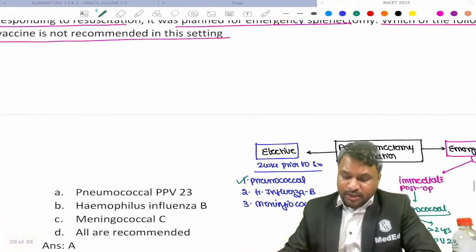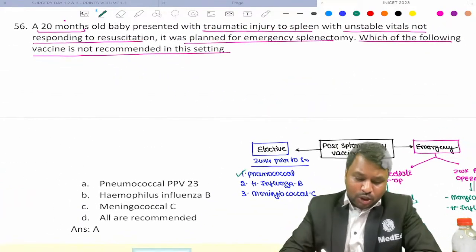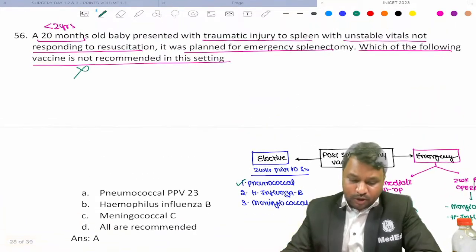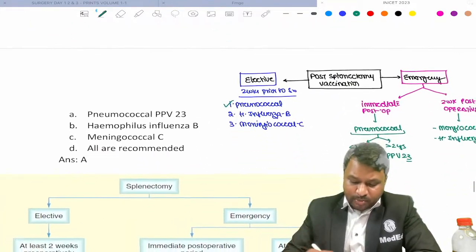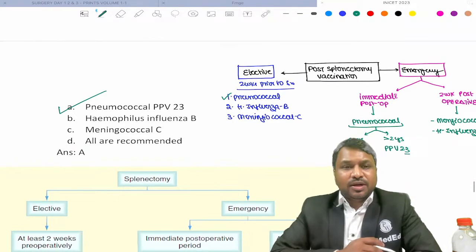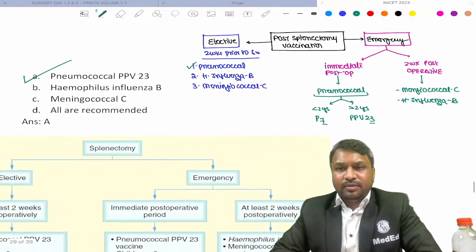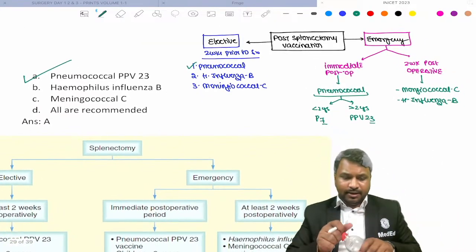So the question here is, which of the following is not recommended? You have a baby less than 2 years, so I cannot give PPV 23, I'll give PCV 7. So the answer here is A for Ahmedabad. Clear? Clear, guys?